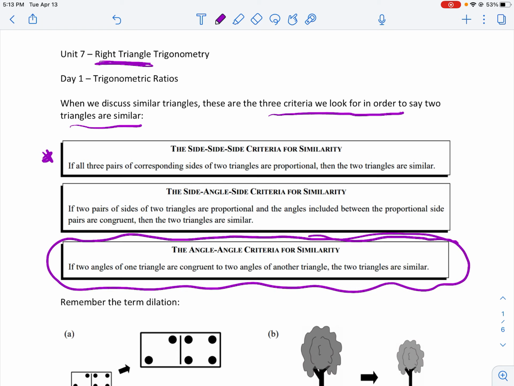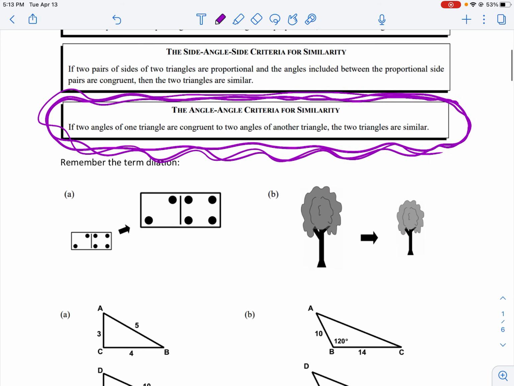Okay, and so this one really allows us to do what it is that we're going to be doing in this unit. So we'll come back to this one later in the lesson here. But for now, know that this criteria allows us to do what we do here in trigonometry. Okay, but before we talk about that one, let's talk about what it means to be similar triangles, right? Let's show a couple examples.